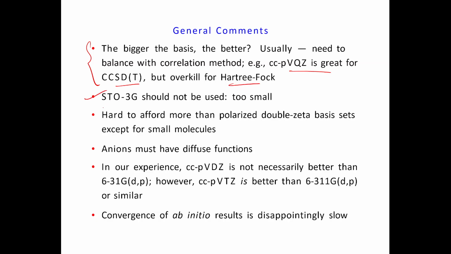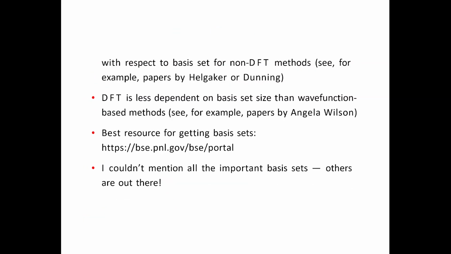So these are actually from the experience I think he has written, and these are very important notes. Hard to afford more than polarized double zeta basis set except for small molecules. So if you go for bigger molecules, your calculations will be very costly. In our experience, the cc-pVDZ is not necessarily better than 6-31G(d,p). However, cc-pVTZ is better than 6-311G(d,p), and convergence of ab initio result is disappointingly slow with respect to basis set.